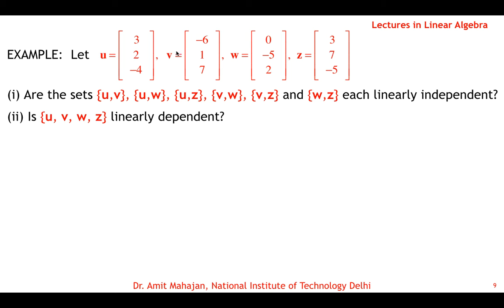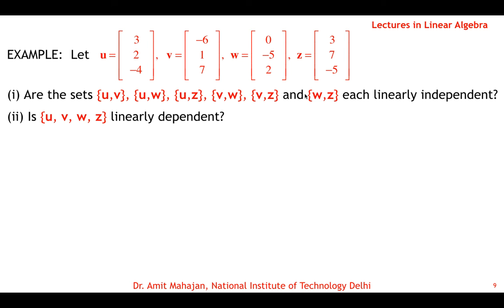If there are two vectors, there is a result that they will be dependent if either u is a multiple of v or v is a multiple of u. You can clearly see that u is not a multiple of v, and v is not a multiple of u, so clearly the set uv is linearly independent. Similarly, you check u with w: u is not a multiple of w, and w is not a multiple of u, so it is independent. Similarly, u and z are not multiples of each other, so it is independent.